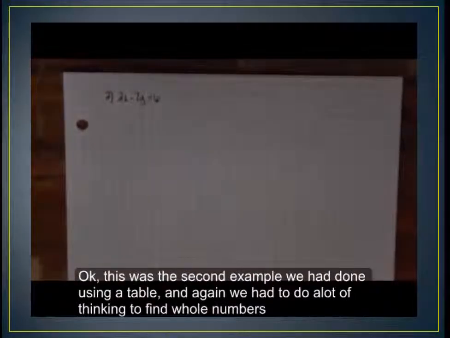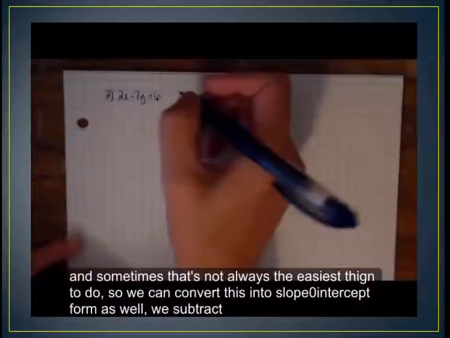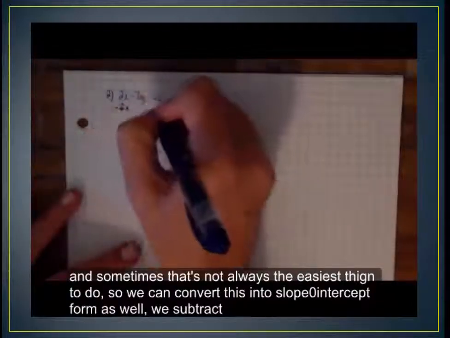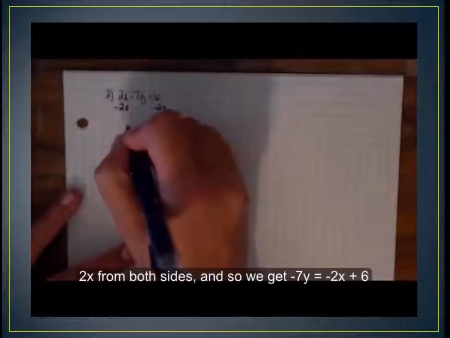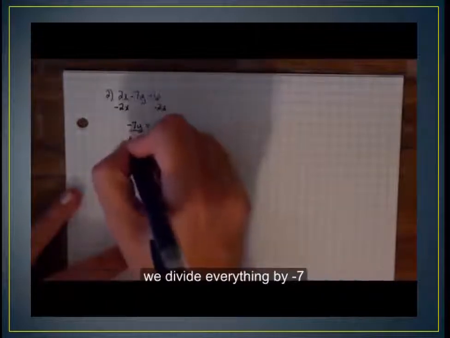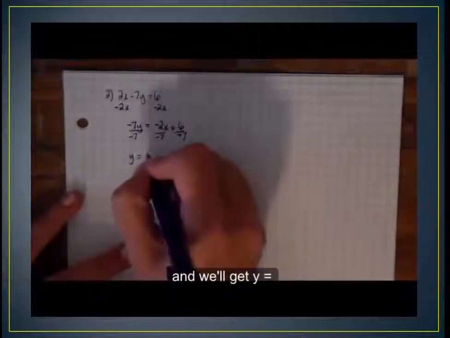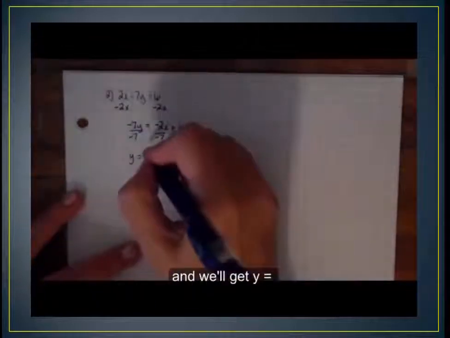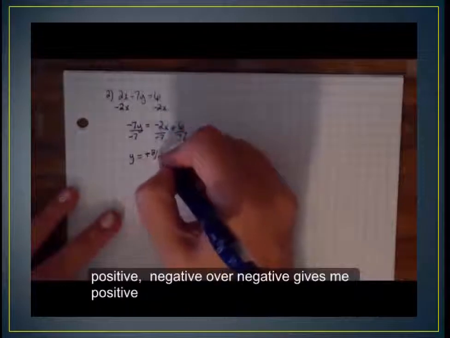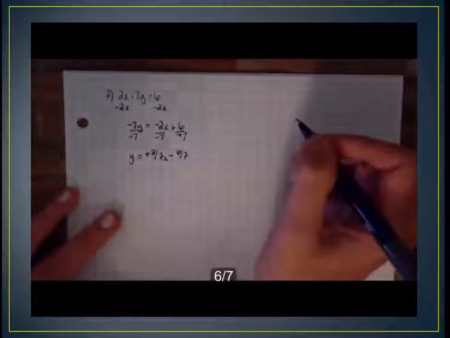Okay, this was the second example we had done using a table, and again, we had to do a lot of thinking to find whole numbers, and sometimes that's not always the easiest thing to do. So we can convert this into slope-intercept form as well. We subtract 2x from both sides, and so we get negative 7y is equal to negative 2x plus 6. We divide everything by negative 7, and we'll get y is equal to negative over negative gives me a positive, 2/7 x minus 6/7.